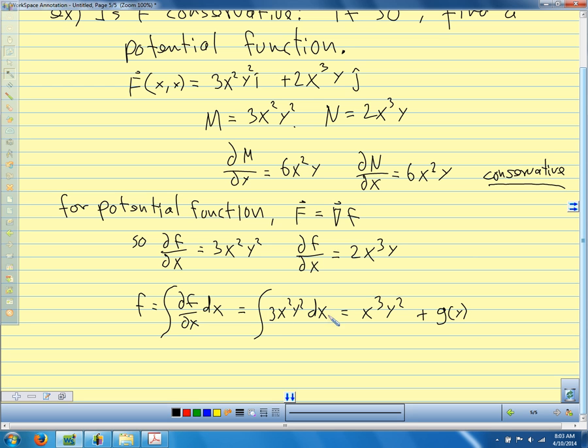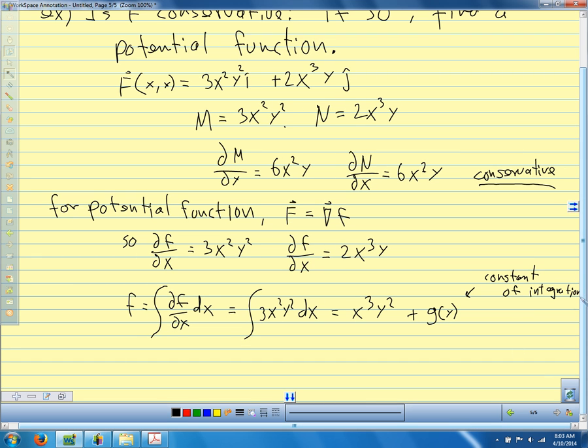Because when I differentiate with respect to x, a function of y is going to be constant. And that function of y could go away when I take my partial derivative with respect to x. So this is my constant of integration, so I'm going to put that in. That's my constant of integration with respect to x.